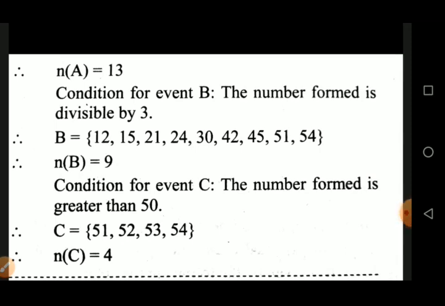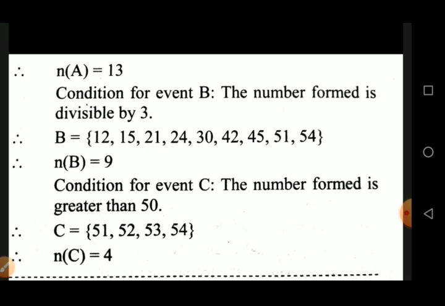Condition for event B, the number formed is divisible by 3. B is equal to, in curly bracket, collect the sample points from the sample space which are divisible by 3. If you know the divisibility test for 3, then it is better for you for writing the numbers. B is equal to 12, 15, 21, 24, 30, 42, 45, 51, 54. All these two-digit numbers are divisible by 3, and these are 9. Number of B is equal to 9.